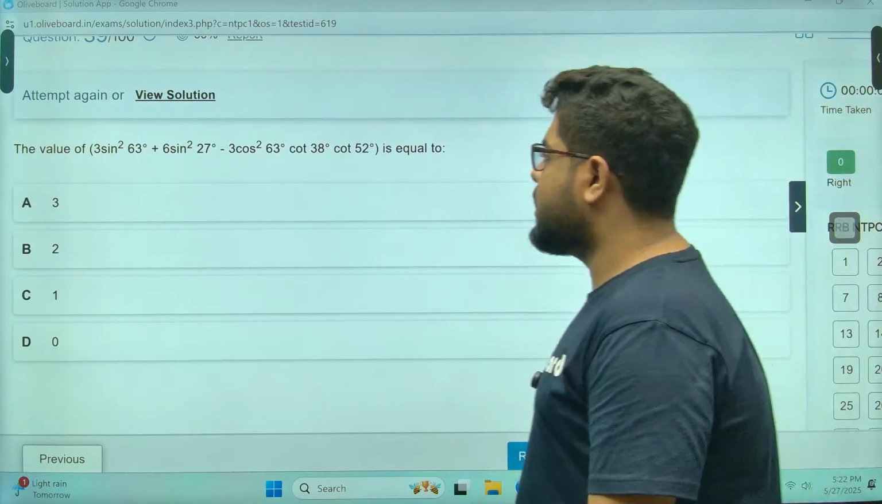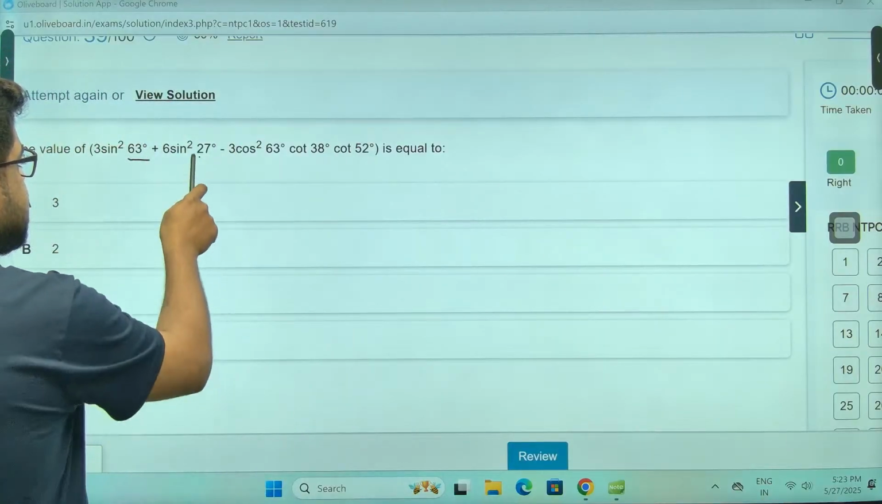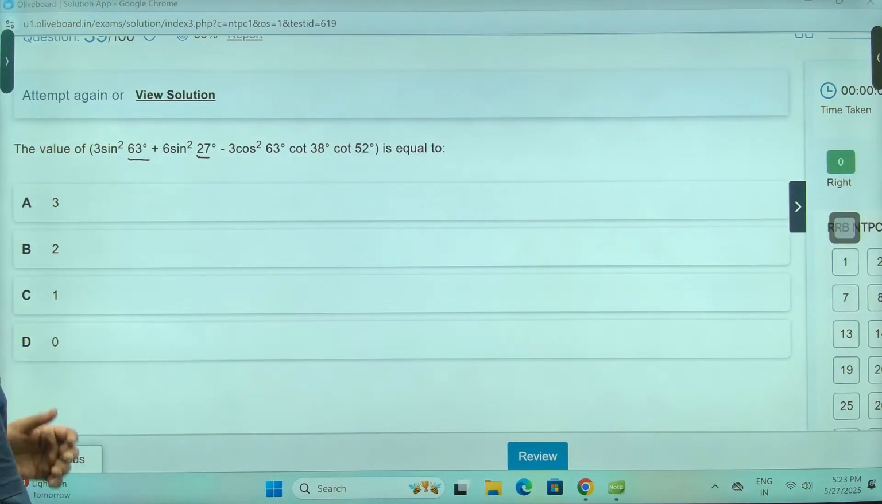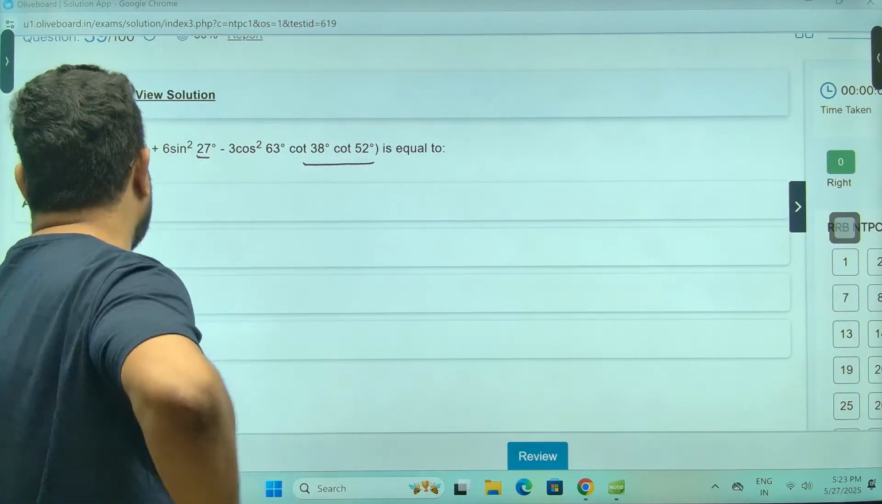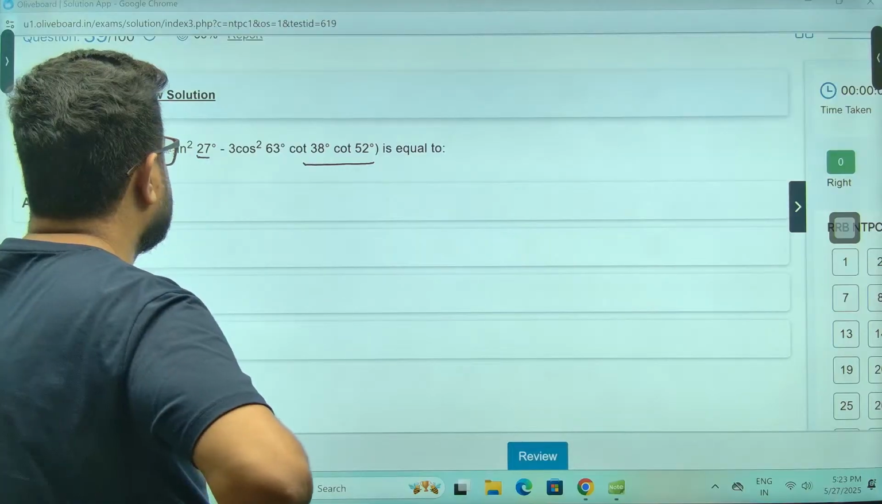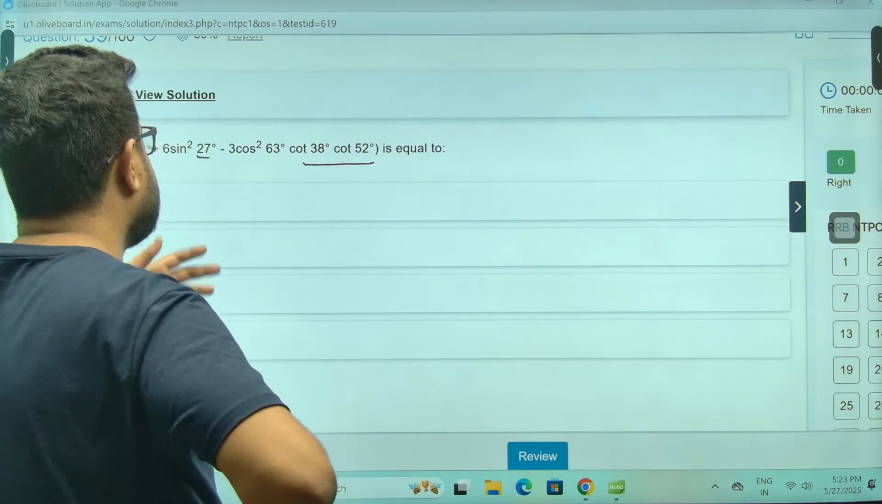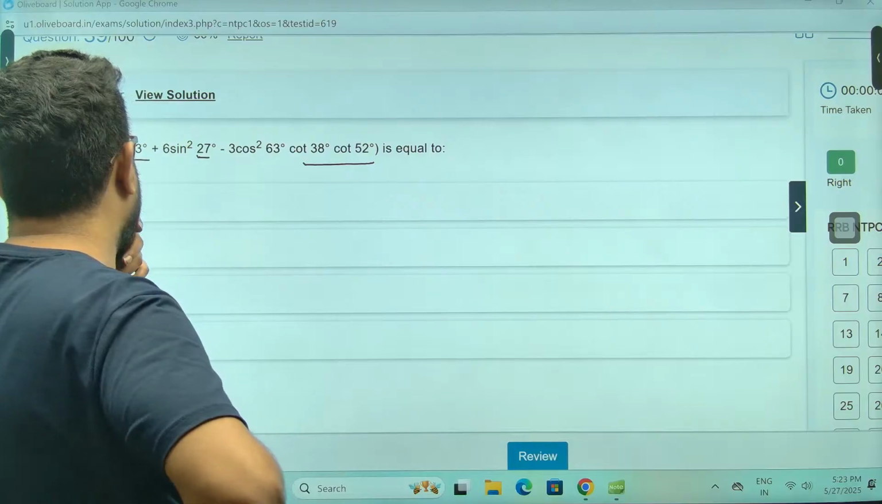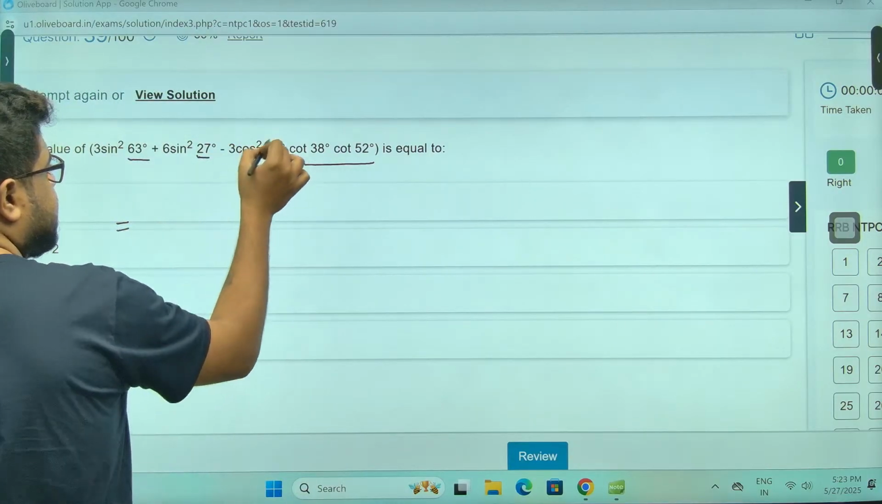What is given here? 63 and 27, they are complementary angles. But 52 and 38, this is also complementary. But why is this multiplied? Still, it doesn't matter. Let's see, sir. Sir, 63 is twice, no?